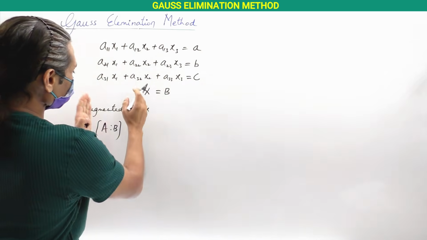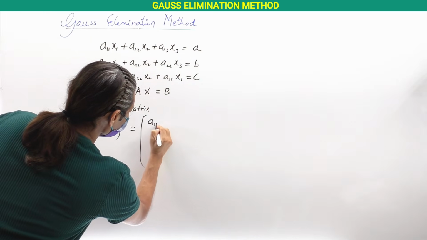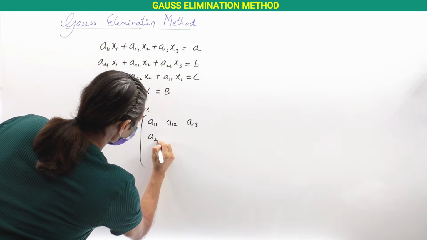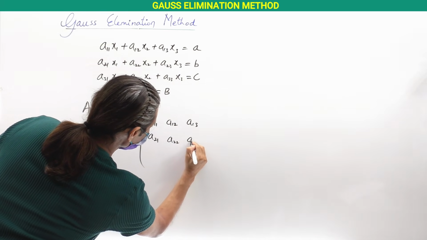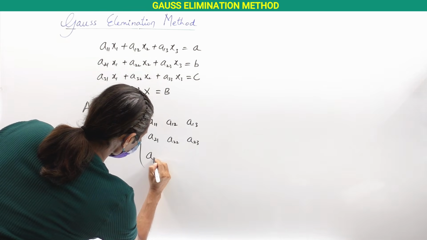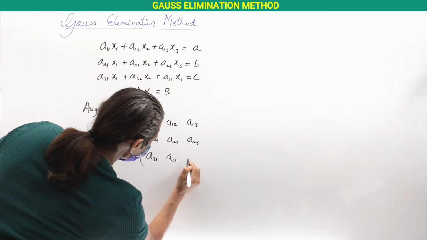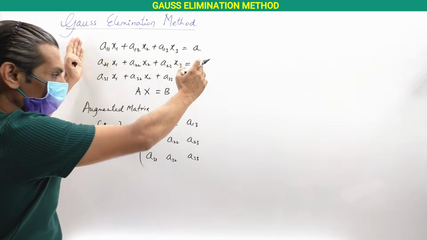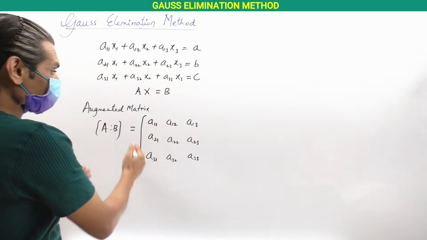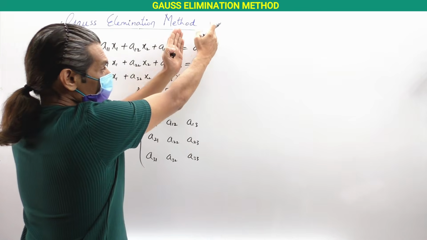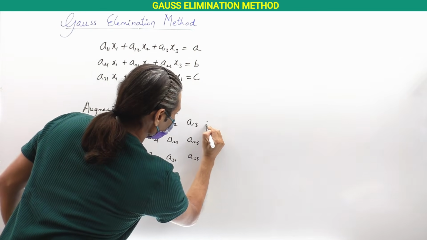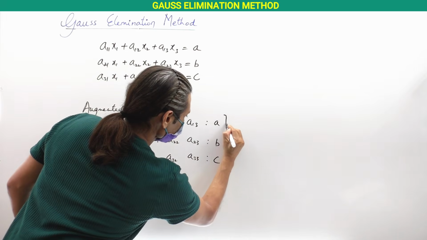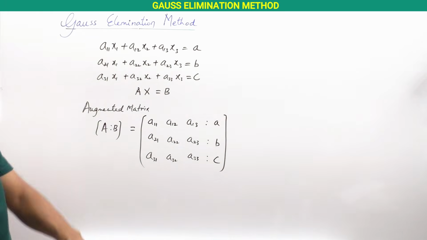Here, the general matrix A we write as a11, a12, a13, a21, a22, a23, and the last row a31, a32, a33. Now, this is matrix A. To augment this, we extend the matrix by adding the constants a, b, c. So, semicolon a, semicolon b, and this is c. Now, this is called the augmented matrix A augment B.